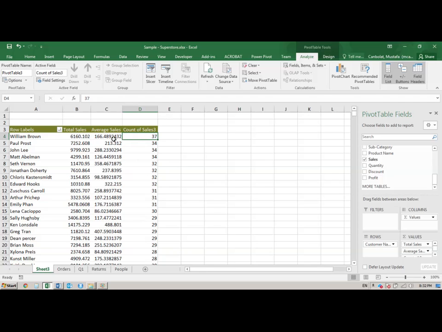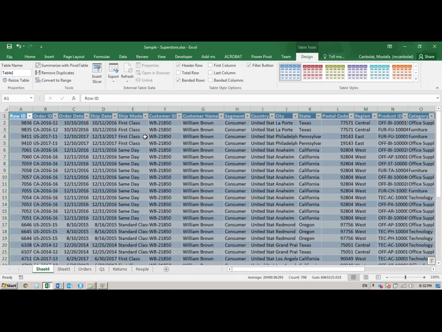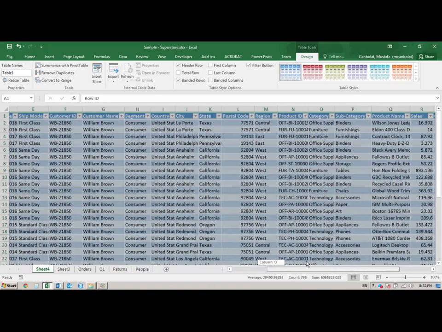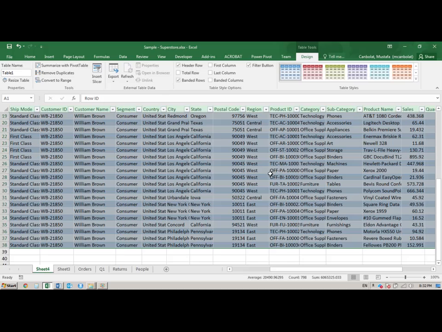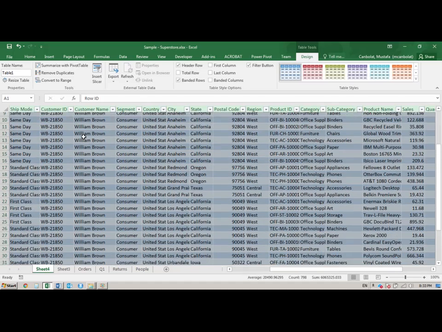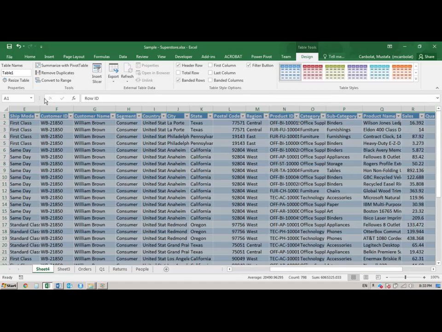If I want to find out what purchases were made by William Brown, then I can double click on this 37, and it brings up all the data belonging to this person, and I could further analyze this data set for that customer name. But after doing that, what I realized is, are these the same customer? Yeah, it looks like they are, so the customer ID is the same.